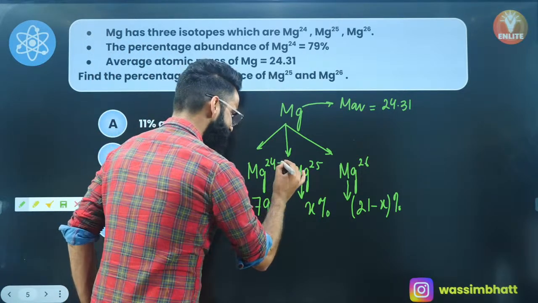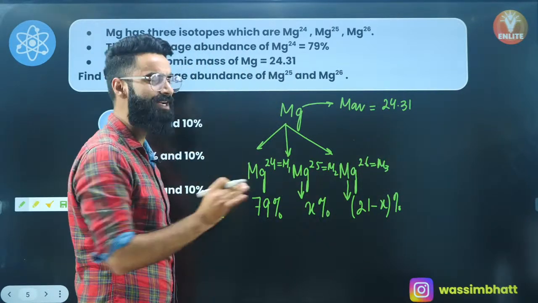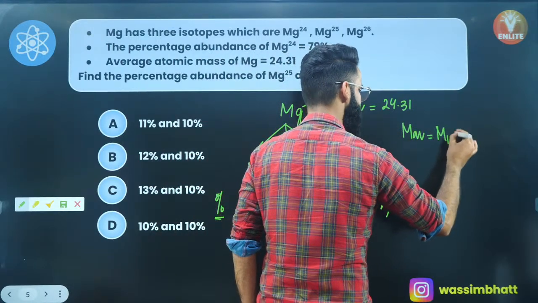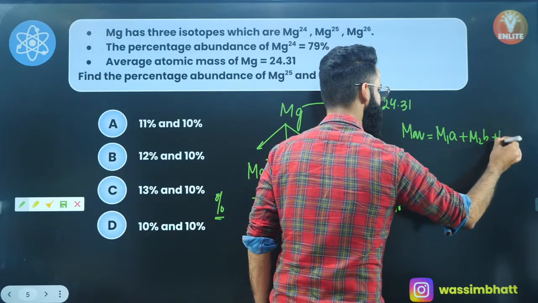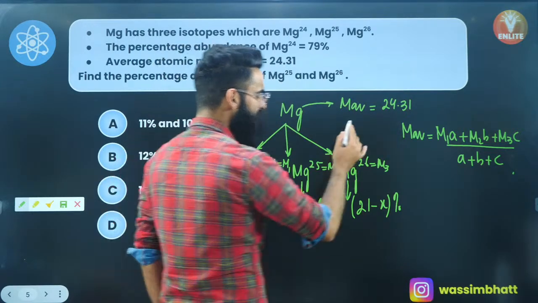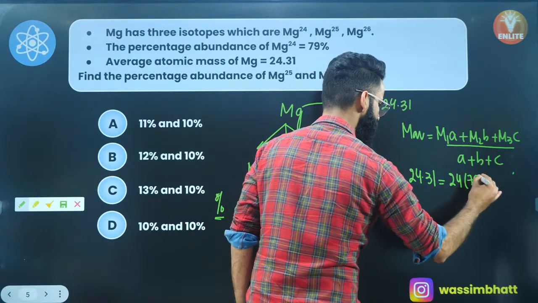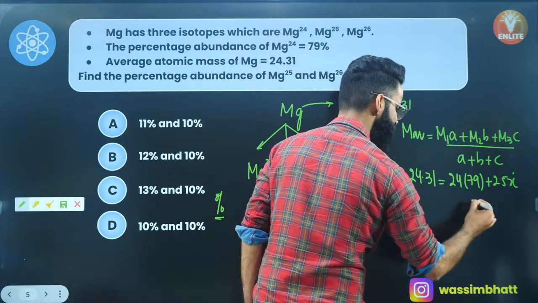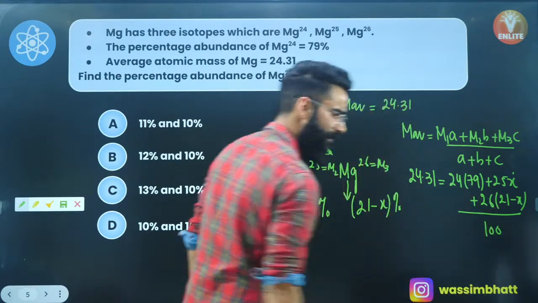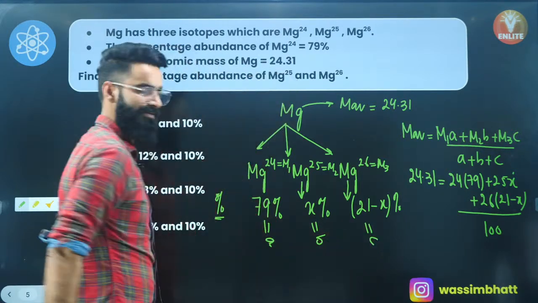Now people, can I say this is the value of M1, this is the value of M2 and this is the value of M3? So I'll be using the quick result which I gave you a few minutes back: average atomic mass is M1A plus M2B plus M3C divided by A plus B plus C. The average atomic mass of magnesium is given as 24.31. M1 is 24 and A is 79, M2 is 25 and B is X, plus M3 is 26 and C is 21 minus X, divided by A plus B plus C, which is always going to be 100. A, B and C are the percentage abundances of these isotopes respectively, right?